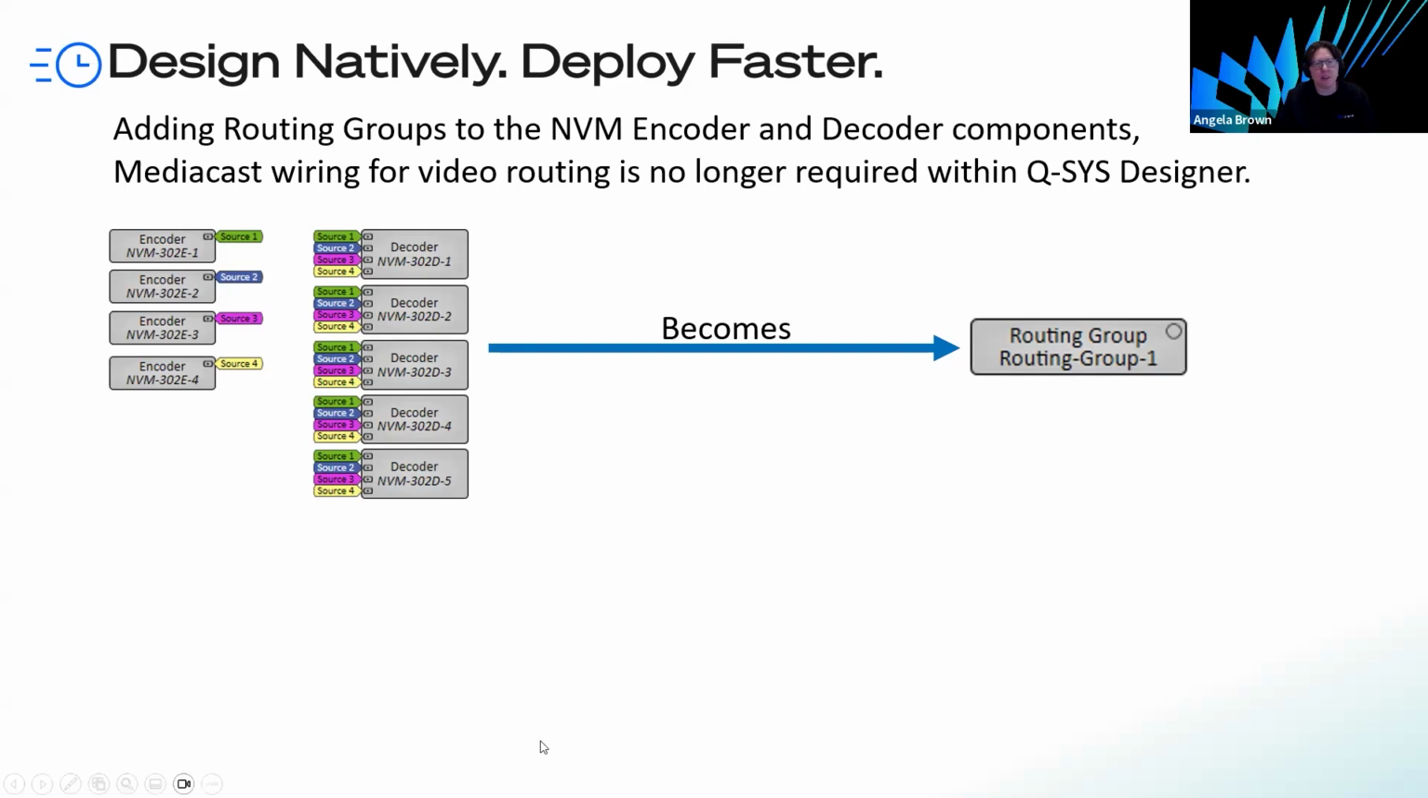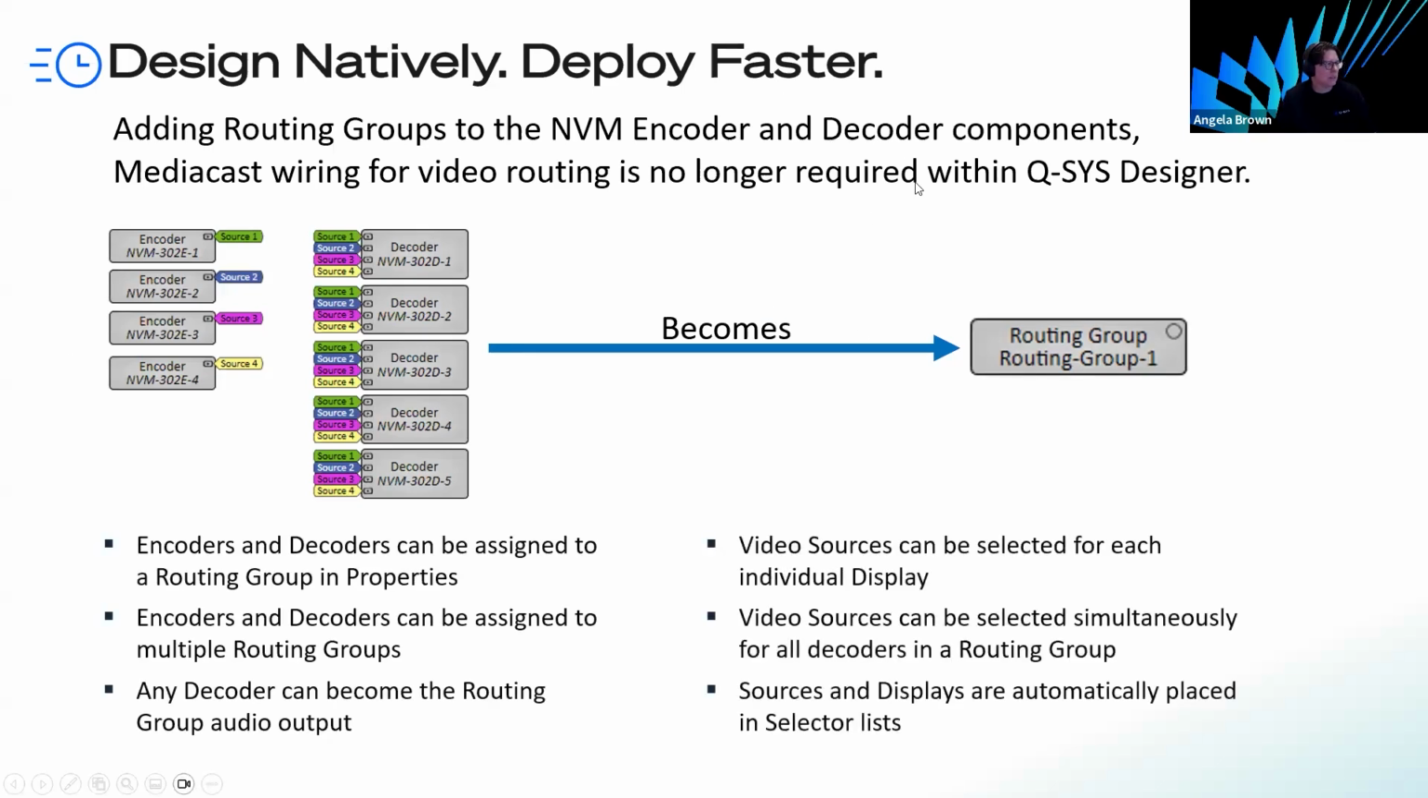But basically, you end up with something like this, or you end up with a media cast router in between where you're routing all those things. But really, what you want is for every decoder to be able to have all the sources. That is a routing group. So what that really means in your designer file is you have all of those things on the left if you want to do it manually, or you can just add a routing group and then put all those encoders and decoders into the routing group, and you automatically get the matrixing that you would have to literally hand do otherwise.